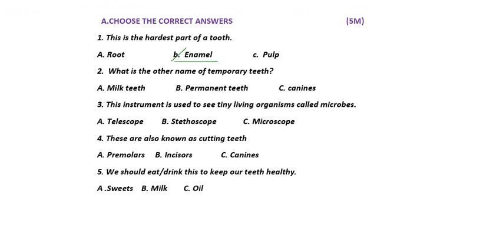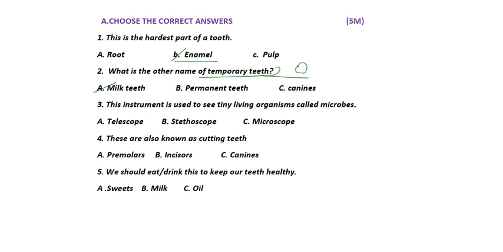What is the other name of temporary teeth? Milk teeth, permanent teeth, canines. The answer is milk teeth. I told you there will be two sets of teeth. First one is temporary teeth, second one is permanent teeth. Temporary teeth are also called milk teeth. Generally, we will have 20 milk teeth. Next, permanent teeth 32.